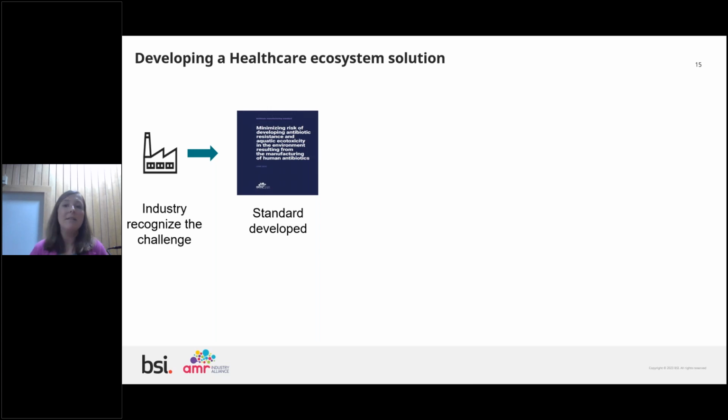So we developed this measurement and process standard. It is now called the Antibiotic Manufacturing Standard, and we worked closely with the AMR Industry Alliance, a trade association of pharmaceutical organizations that really were driving change in this space in action.